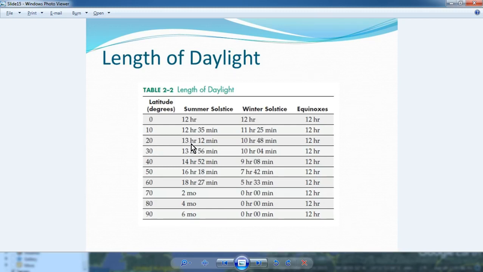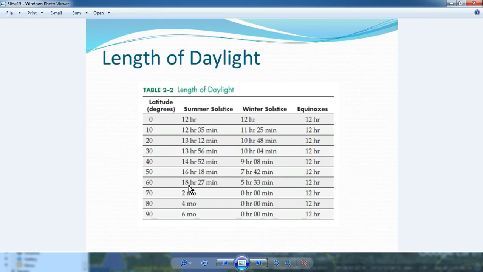Summer solstice, 13 hours 12 minutes. Winter solstice, 10 hours 48 minutes. Around 30 degrees north and south latitude, it's 13 hours 56 minutes in the north, and 10 hours 4 minutes. Here in the UK, around 50 degrees, their daylight is 16 hours during summer. During winter, 7 hours. Oh no, that's short.